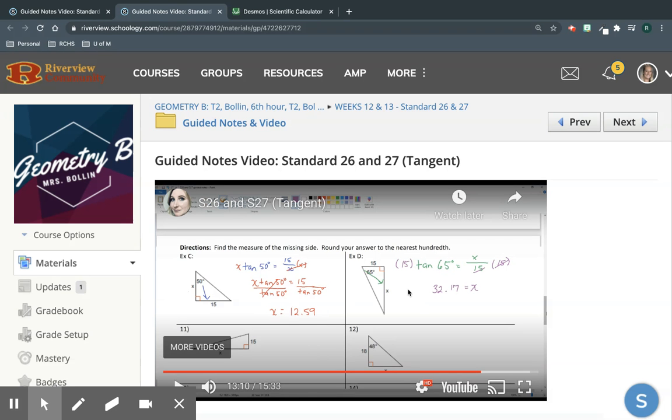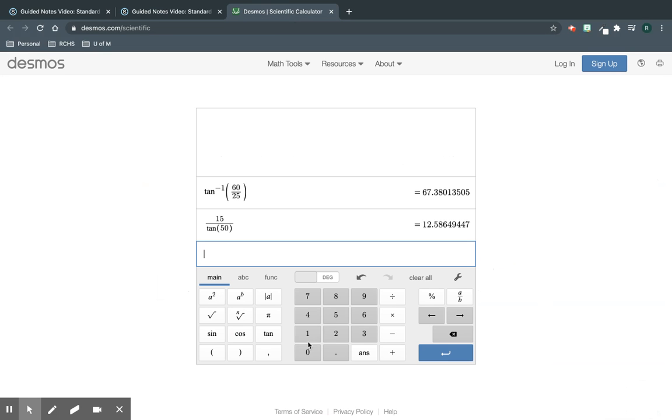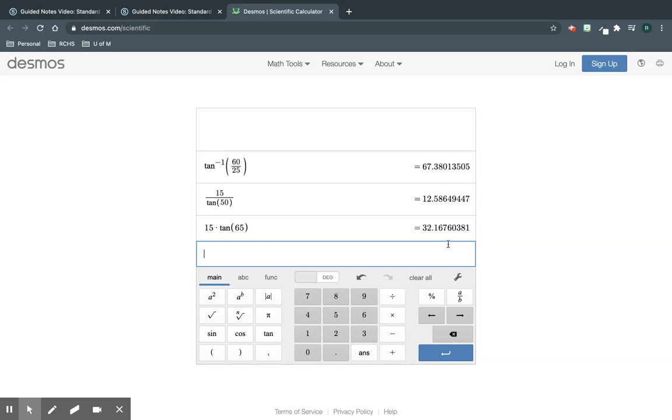The last one we'll look at is example D. How would we type this one into our calculator? So in this case, we ended up simply multiplying both sides by 15. And so we need to type 15 times the tangent of 65 degrees. So I can type 15 times the tangent of 65 degrees. And here, rounding to 2 decimal places, I get 32.17.